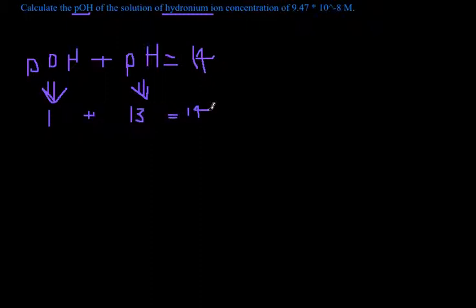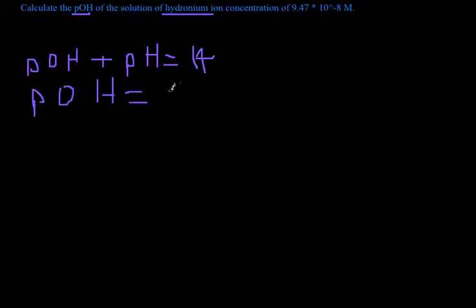So, in the problem, they want you to find pOH, but they give you the hydronium ion concentration. So how can you do this? Now, there are many ways. This is not the only way, but the way I find easiest is to just subtract pH from both sides, and you get pOH, which is what we want to solve for, is equal to 14 minus the pH. So now all we've got to do is find the pH, take that and subtract it from 14.